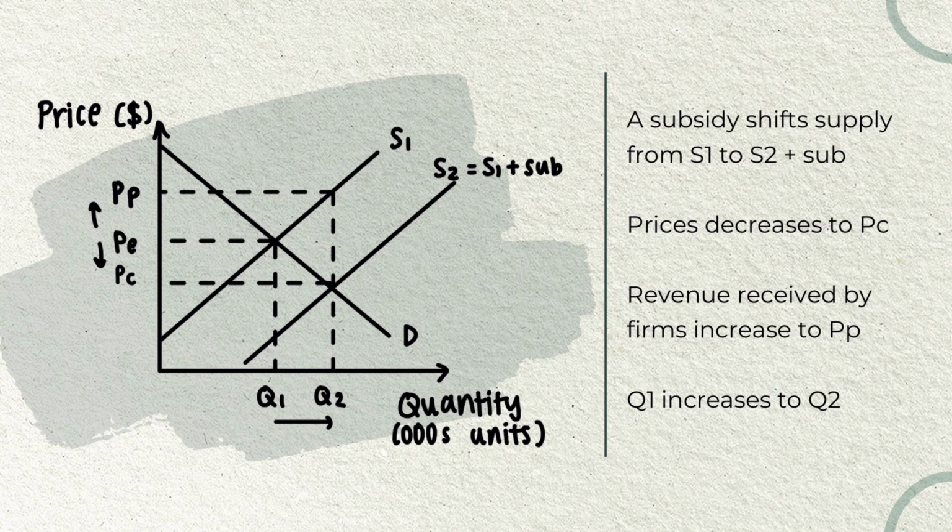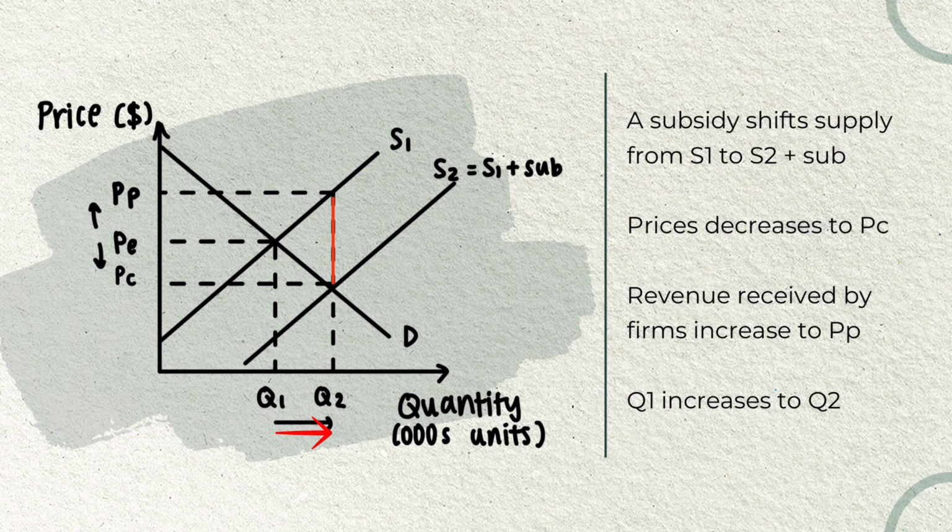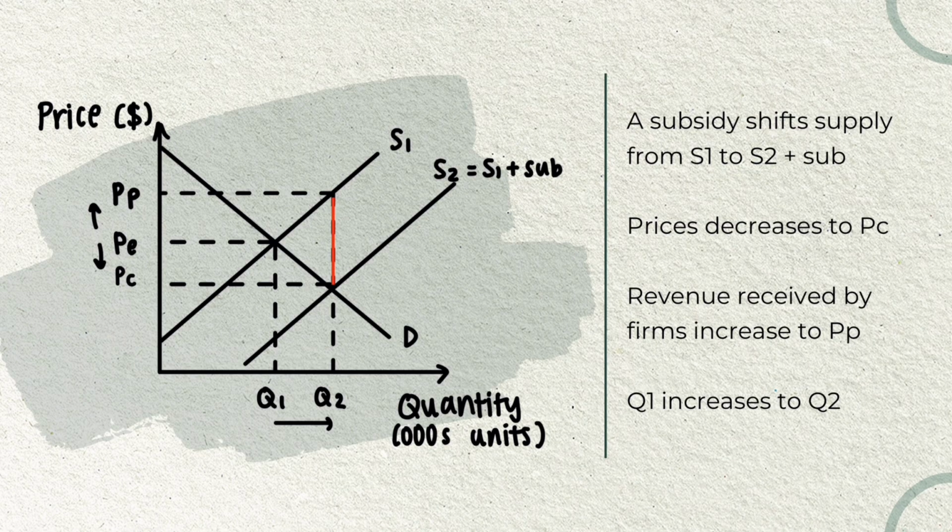Similar to a tax, the subsidy will affect both the producer and the consumer. Imagine this red line to be the per unit subsidy for every unit produced, and let's say this is $5. And we place this $5 subsidy in the new equilibrium, which is where demand intersects with S2 plus sub. Now we know that the price falls for the consumer from PE to PC. This is because as price falls, there is a movement down along the existing demand curve, increasing the quantity demanded from Q1 to Q2. So the consumer benefit of the subsidy is the distance between PE and PC.